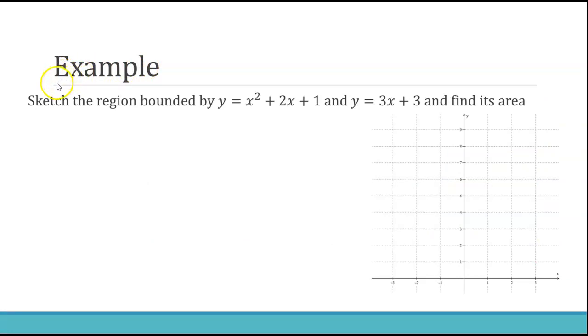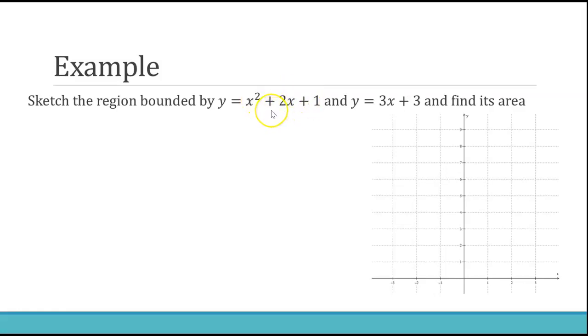Let's take a look at an example. We want to sketch the region bounded by y equals x squared plus 2x plus 1 and y equals 3x plus 3 and find its area. So these problems really rely on us to know graphs of basic functions and be able to sketch them, because based on our formula, we're going to need to know which is the top function and which is the bottom function. So first we're going to start by graphing these functions.